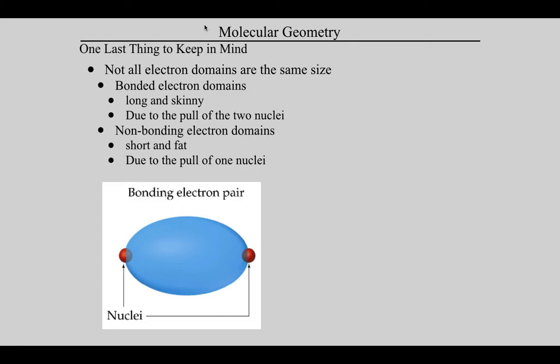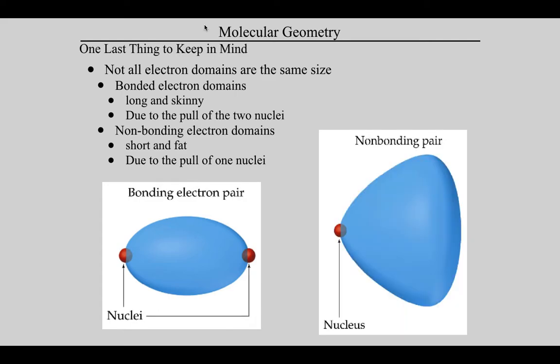Well, guys, if we've got a non-bonded domain, look at what happens to the shape of that rubber band. The idea is that with a non-bonded domain, it's not being pulled in two directions. It's only being pulled on by the one nucleus, and as a result, it becomes short and fat because it's only being pulled on by one nucleus instead of two. So guys, the way that we draw that is more like this. A non-bonded domain, a non-bonded pair, is actually shorter and fatter because it's only being pulled on by one nucleus.